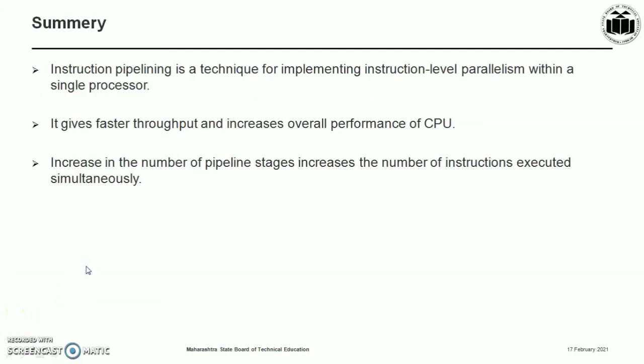Let's summarize today's presentation. Instruction pipelining is a technique for implementing instruction level parallelism within a single processor. It gives faster throughput and increases the overall performance of the CPU. An increase in the number of pipeline stages increases the number of instructions executed simultaneously. Superscalar architecture further improves the overall performance of the CPU.